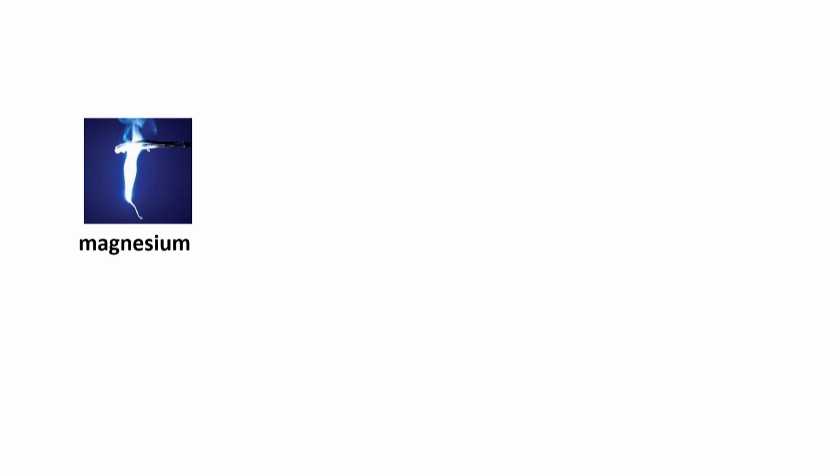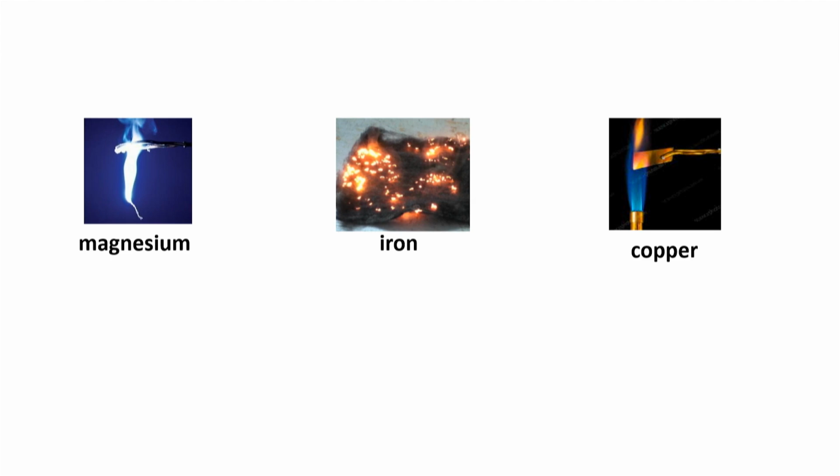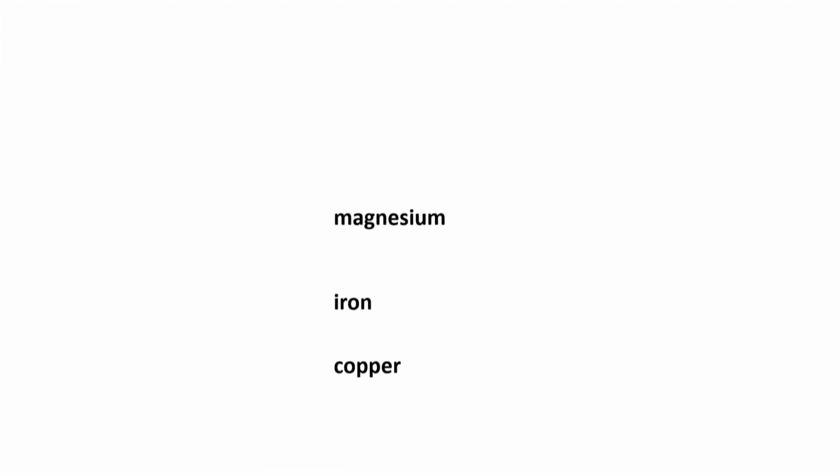So far, we have seen that magnesium burns vigorously in air. Iron glows in a flame, while copper does not seem to burn. If we place them in order of reactivity, from the most reactive at the top to the least reactive at the bottom, magnesium would be first, then iron, then copper. Now, what would happen if we carried out the same experiment with other metals?